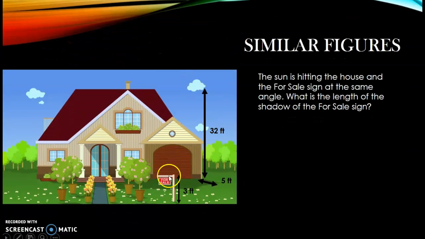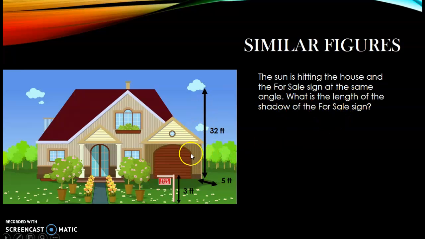Now we can also look at a real world option. Let's say we're trying to find out what the shadow length of this for sale sign is. Now, is that really important in life? Maybe not, but we want to figure out what the shadow length of that for sale sign is. So the sun is hitting the house and the for sale sign at the same angle. What is the length of the shadow of the for sale sign?